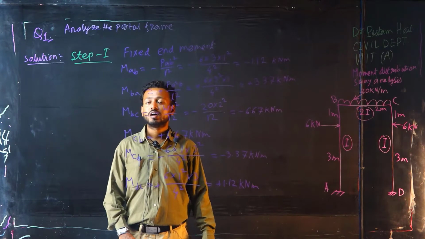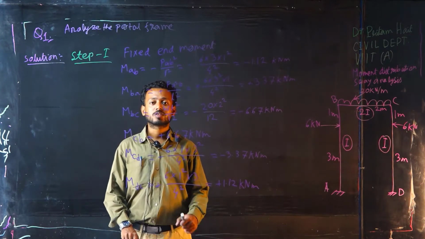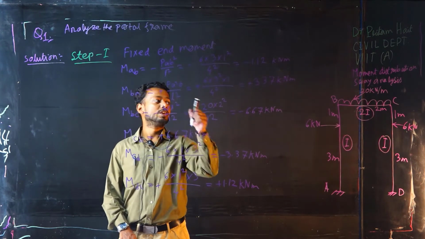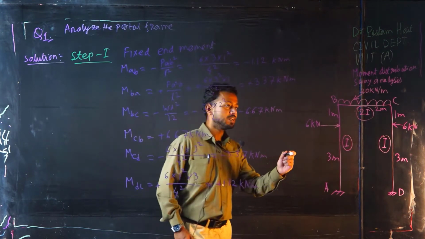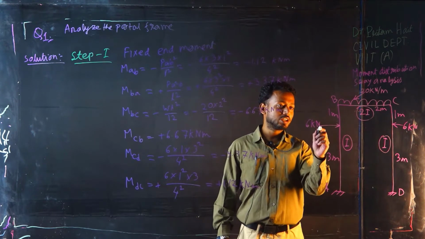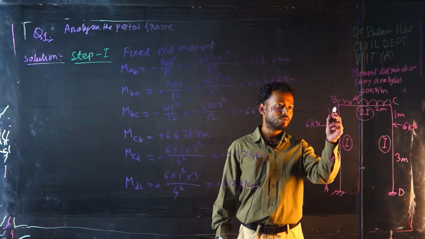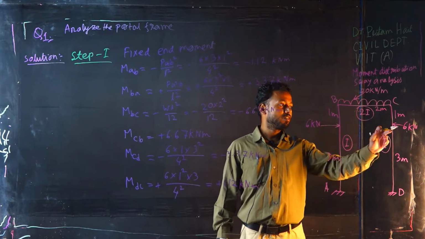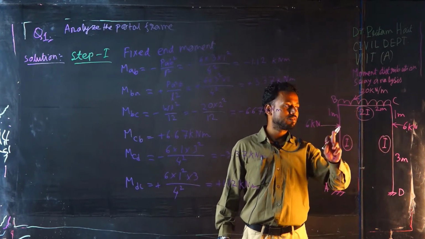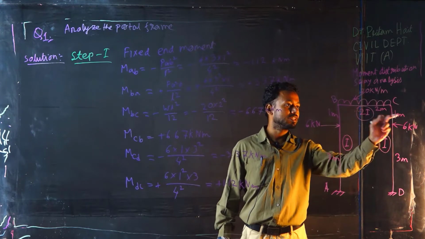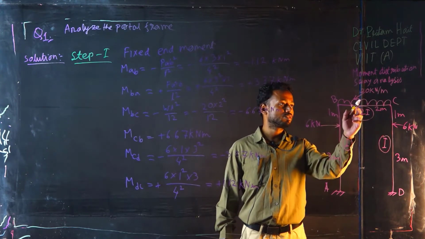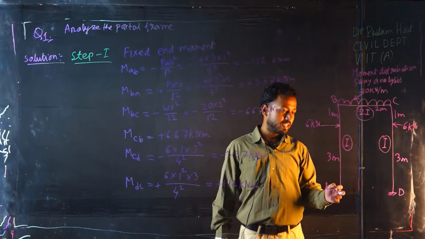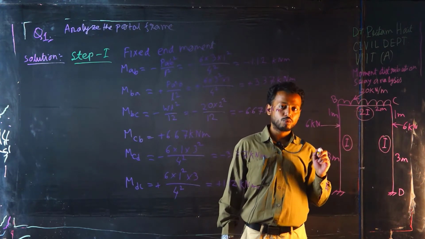So let's start a numerical problem, then your concept will be clear. Analyze the portal frame given here. A portal frame is subjected to a 6 kilonewton load at a distance of 1 meter from B, acting from left to right, and also a 6 kilonewton load from right to left at a distance of 1 meter from C. And the beam is subjected to a 20 kilonewton per meter UDL throughout the span BC. ABCD is a portal frame.